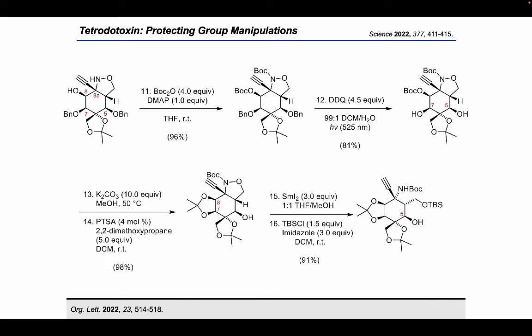To enable targeting the C5 alcohol, we selectively cleaved the Boc carbonate and installed an acetonide between the C7 and C8 oxygens.